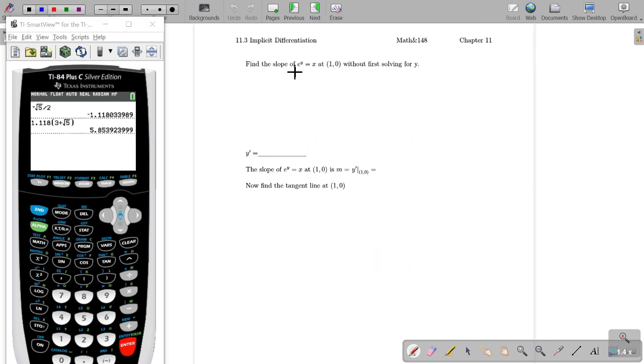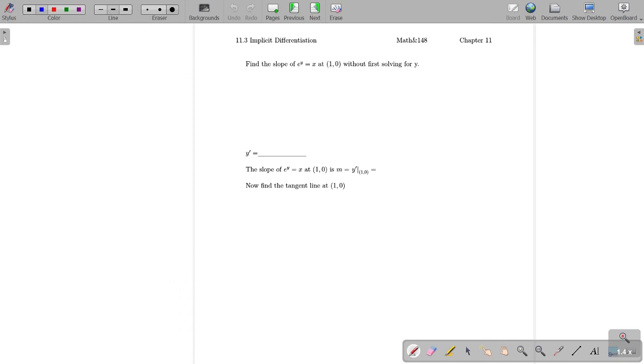Find the slope of e to the y equals x at (1, 0) without first solving for y. So I'll go ahead, have you pause this, then come back. Okay, so you should be back. So let's move this out of the way for right now.